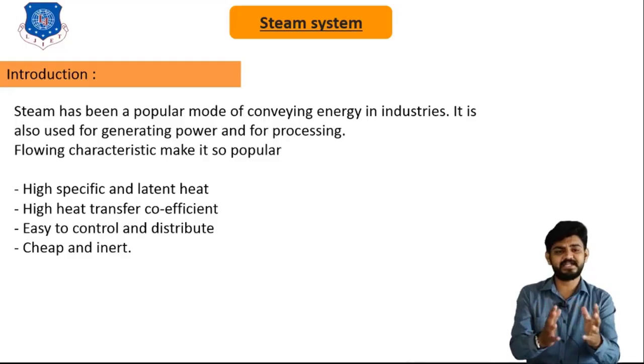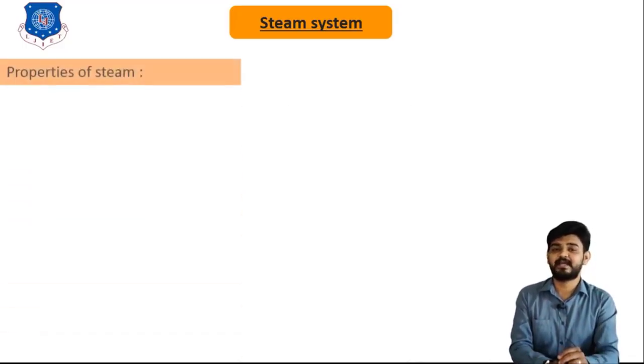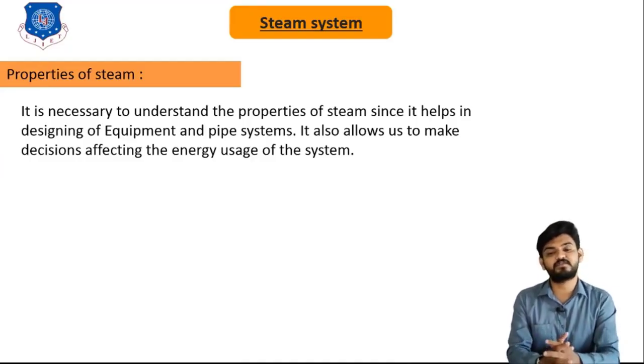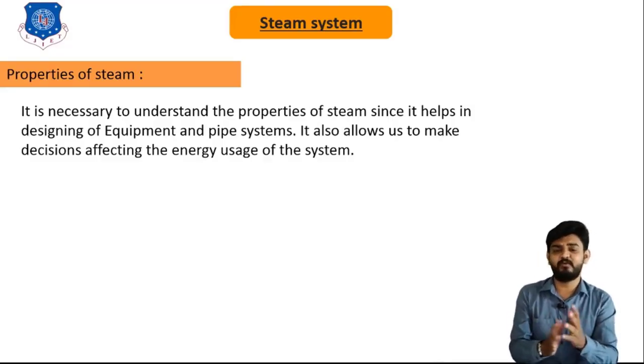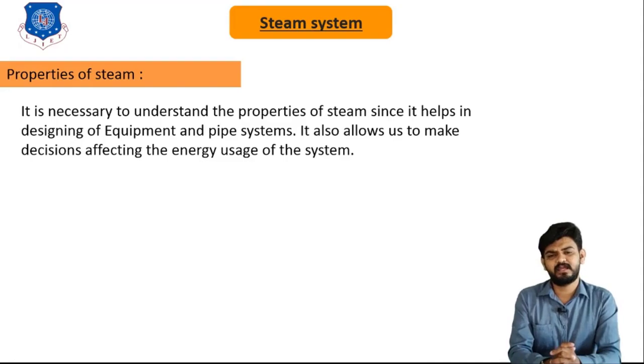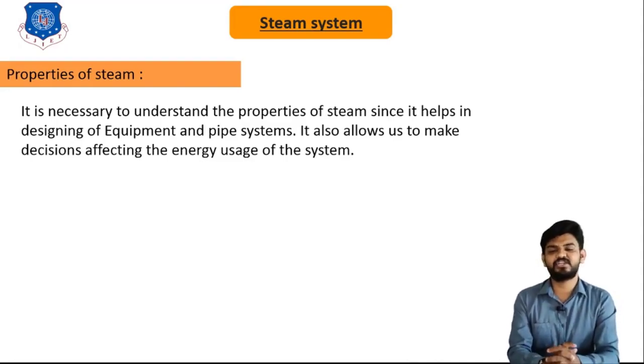So now let's understand the different properties of steam so that we can utilize its maximum potential. Well, it is necessary to understand the properties of steam since it helps in designing equipment and piping systems. So in order to design equipment or a network of pipes, understanding of steam properties is very essential. It also allows us to make decisions affecting the energy use of the system. So now let's see what these properties are.